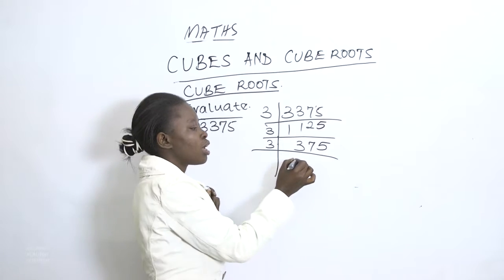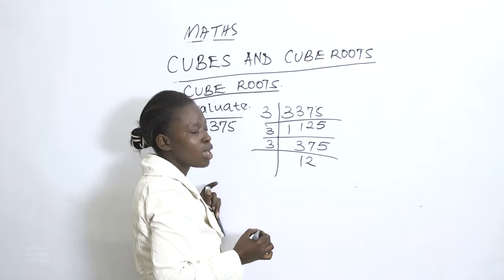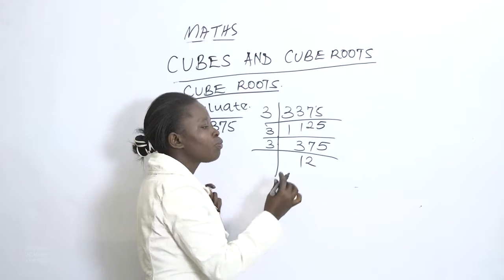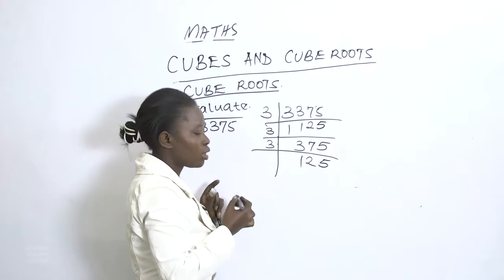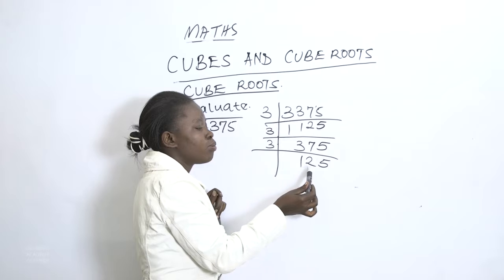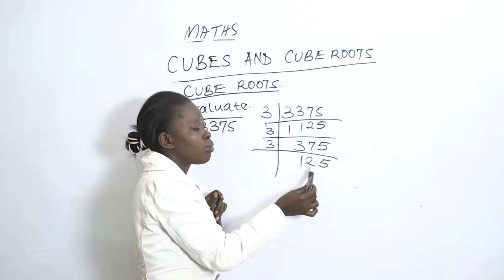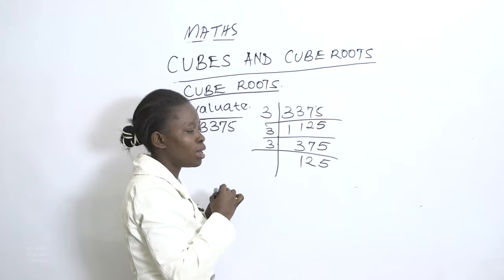3 into 3, we have 1. 3 into 7, that is 2. We have a remainder of 1, which makes it 15. So 3 into 15, that is 5. So let us find out, is our number still divisible by 3? We have 1 plus 2, that is 3. 3 plus 5 is 8. So it means that this number is not divisible by 3.